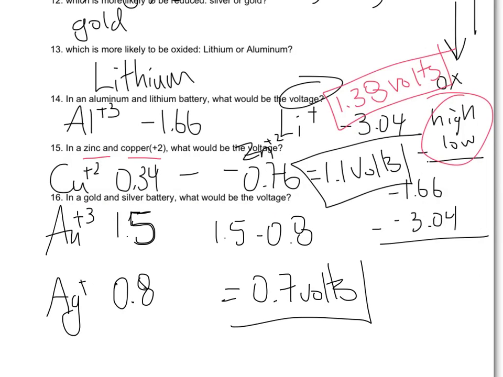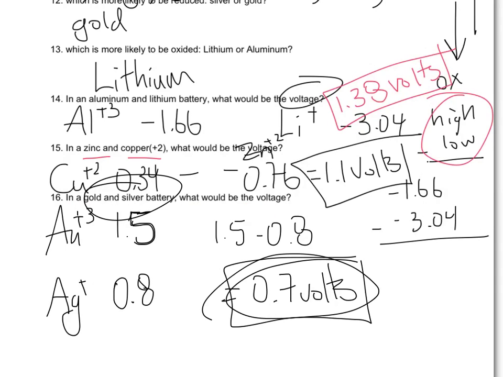So it's no wonder that we don't make batteries out of gold and silver. We wouldn't get that much voltage compared to these, and because we're using gold, it would be incredibly expensive.